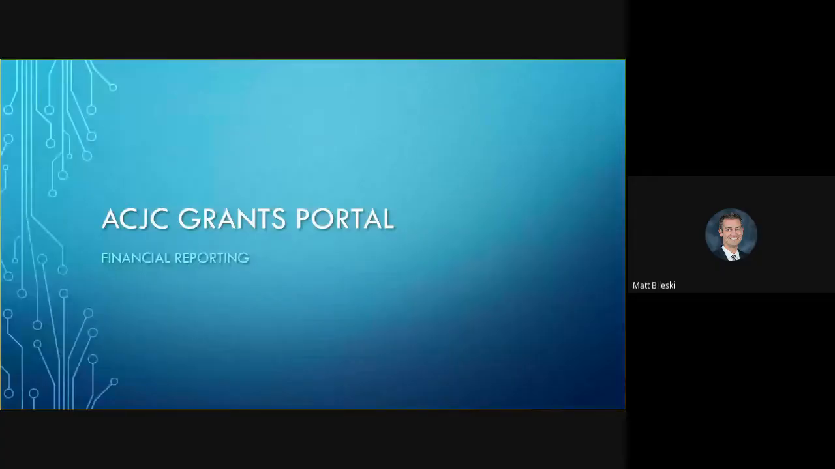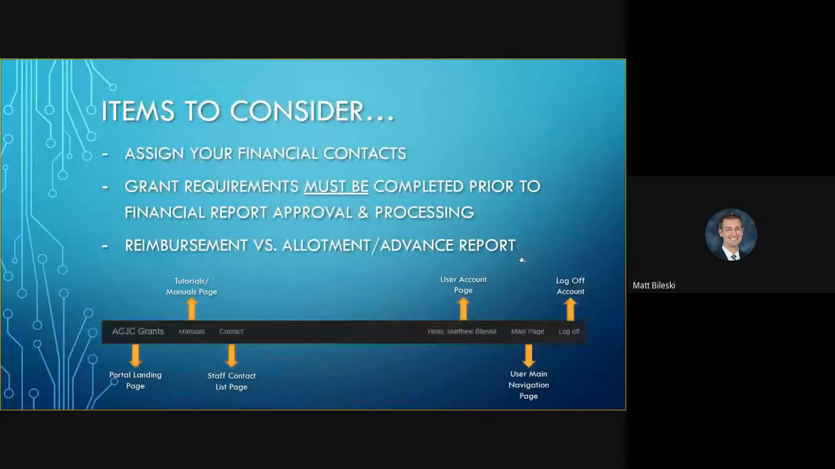So we're all here to walk through the Acjc Grants Portal financial reporting process. And basically what that means is all of you are processing your information. Either you received an allotment or an advance, and you're reporting back to us your expenditures off those allotments or advances, or you're asking for a reimbursement of funds that were expended during that period, either monthly or possibly quarterly, depending on your program's requirements.